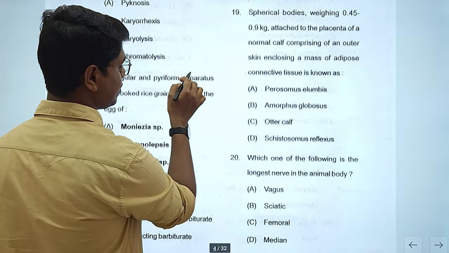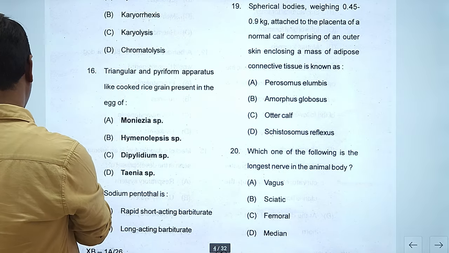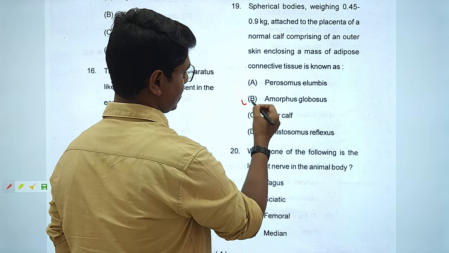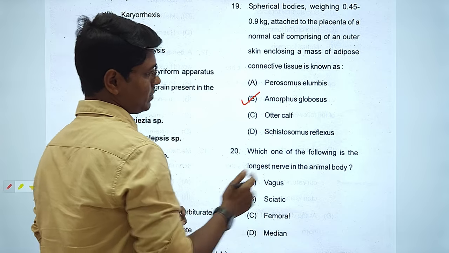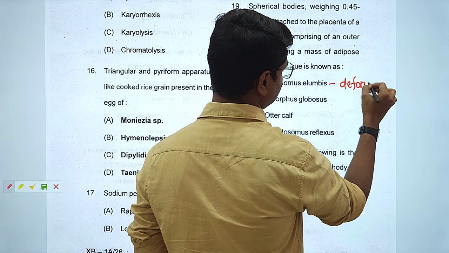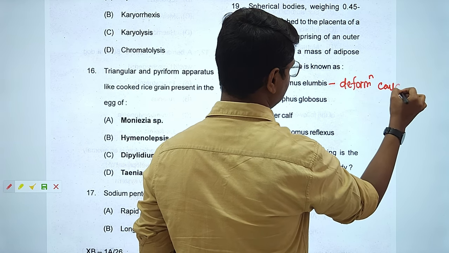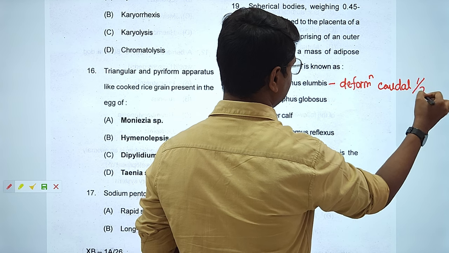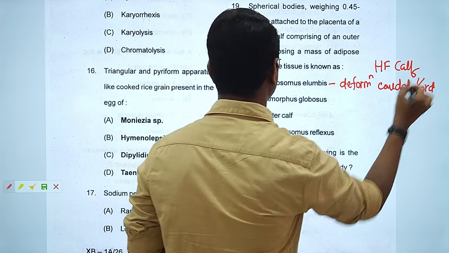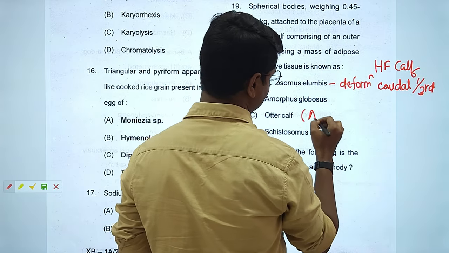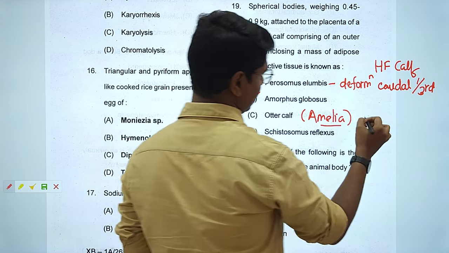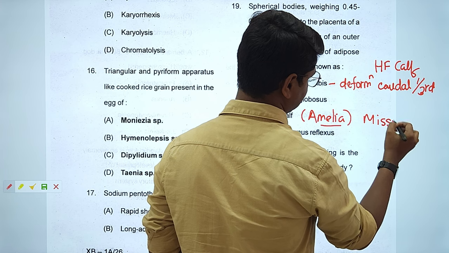Spherical bodies weighing 0.45 to 0.9 kg attached to the placenta of a normal calf, comprising an outer skin enclosing a mass of adipose tissue, are amorphus globosus. Perosomus elumbis means deformation or anomaly of the caudal one-third part of the body. It is very common in Holstein Friesian calves, especially female calves. The other name is amelia. A means absence, melia means limb. So you will find missing limbs.